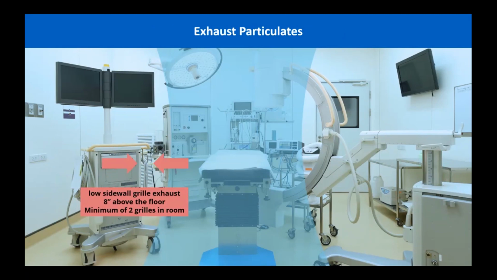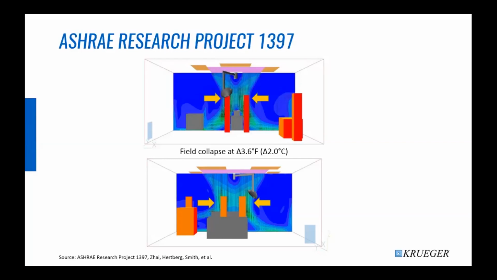Now, one of the problems with handling the primary diffuser array with just pure laminars over the OR table is something that we're going to discuss next and was highlighted in an ASHRAE research project 1397. So some of the challenges for an all-laminar flow design include airfield collapse. And that's what we're seeing in this illustration above.